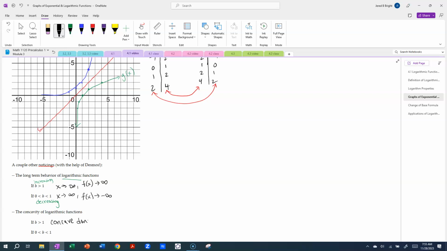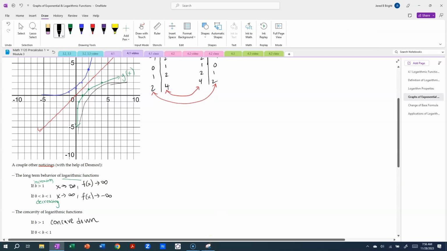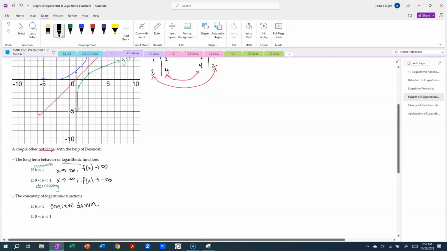Concave down. Okay, its bowl shape is kind of down. It's looking like a hat that you could put on your head, and it'll actually turn out that if the b value is between 0 and 1, you get that it's concave up. So kind of opposite of what we might expect, but it makes sense with the graphs.